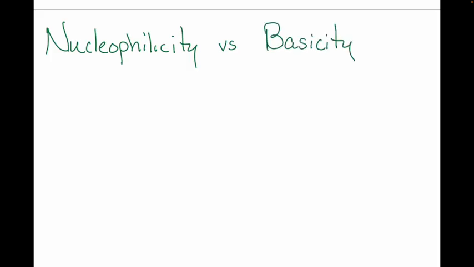We're going to be talking about different reagents and their nucleophilicity versus their basicity. Now, strictly speaking, all bases are nucleophiles. All bases work, they accept protons by donating a pair of electrons. That's the definition of what it means to be a nucleophile. Not all nucleophiles are bases, though. Kind of how a square is a rectangle, but a rectangle isn't a square.